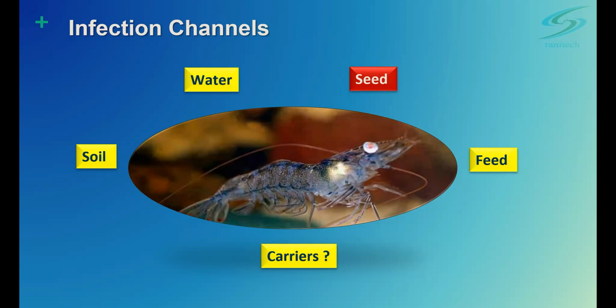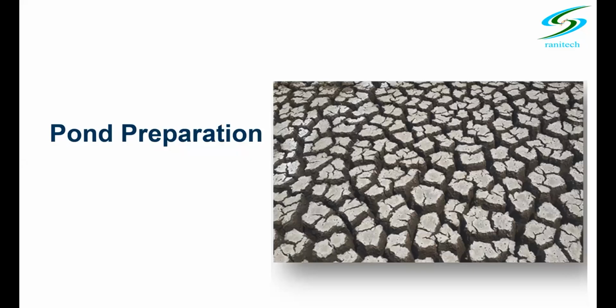And carriers can be passive carriers. You can have bivalves, you can have snails in the pond, and some unknown carriers can still passively carry EHP spores on their bodies. So coming back, we have to have a good pond preparation to avoid all these things. So I will stick to the basics.